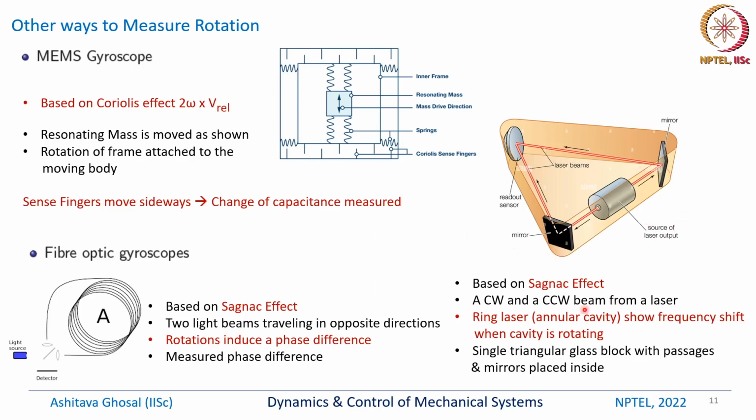This is again based on the Sagnac effect. So we have some laser, one counterclockwise beam and one clockwise beam, and then this whole object is spinning. In the readout sensors, you will see some frequency shift happening. Okay, in one direction the frequency will be something, in the other direction the frequency will be something else. And again the frequency shift is related to the angular velocity of this object.